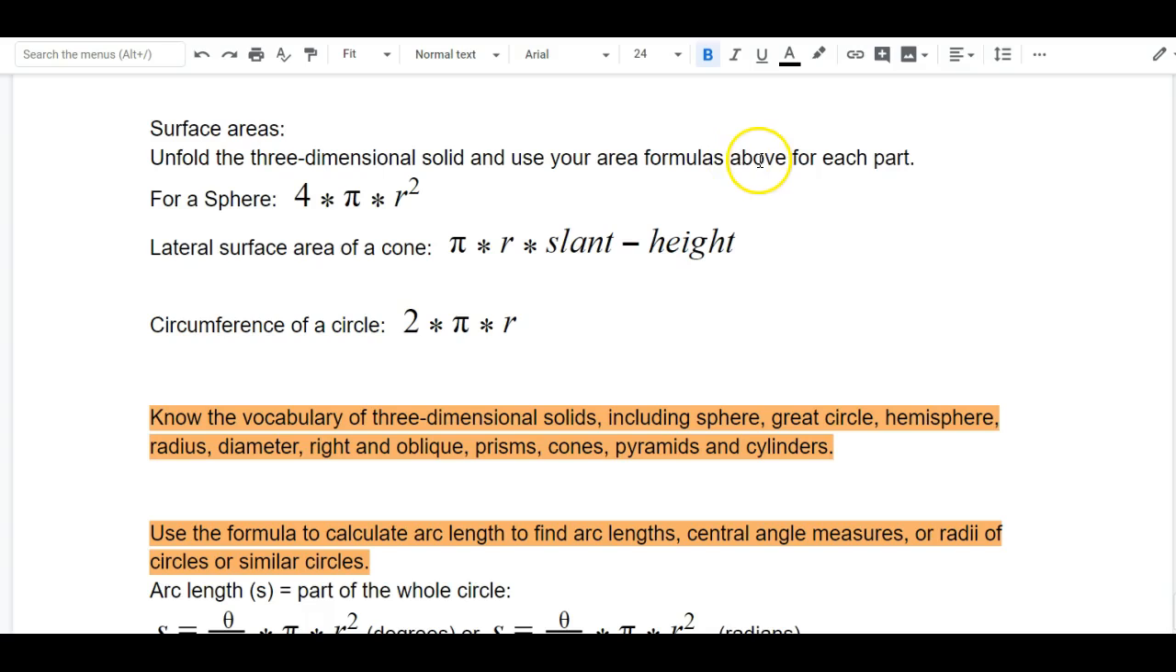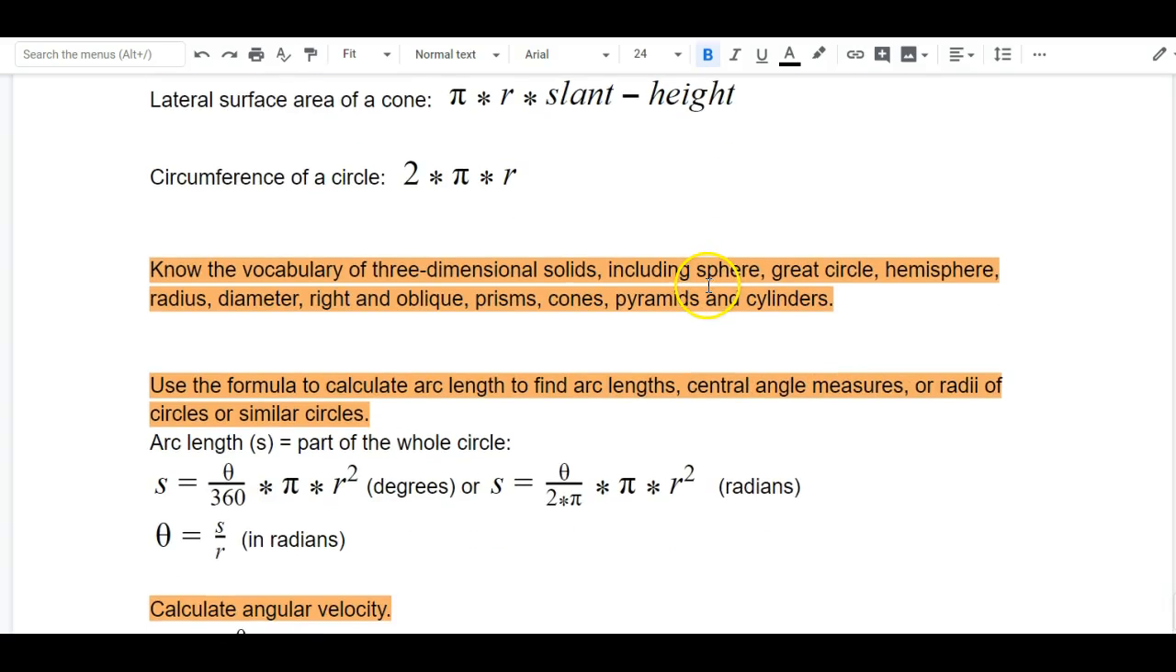For a cylinder, don't forget that cylinders unfold and would have a rectangle and two circles, right? For a sphere, there's a special formula, so it's 4 pi r squared for the surface area of a sphere. And for the lateral surface area of a cone, you're going to go pi times the radius times the slant height. That's a special formula as well that you need to know and have for your exam.